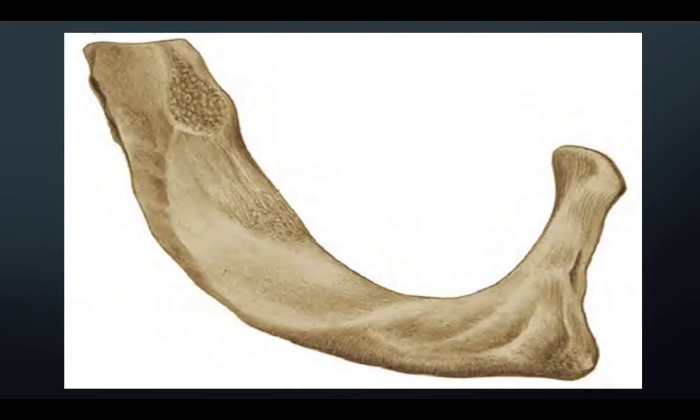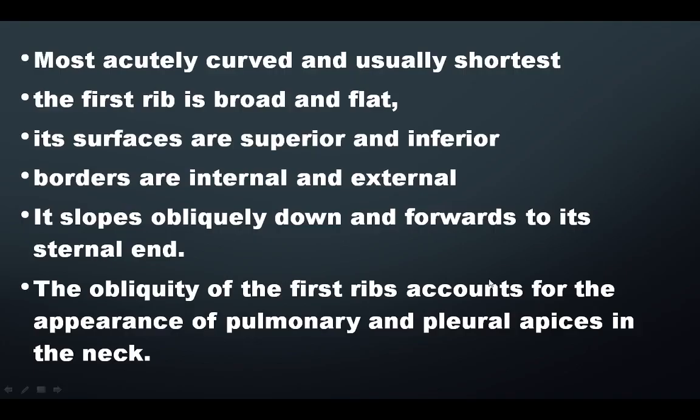So obviously it is so different from the other ribs, right? It's very different from the typical ribs that we have discussed in the last class. You can see it is flat in the superior-inferior direction. The rest of the ribs are flat in the mediolateral direction. We'll talk about this. It is most acutely curved and this is usually the shortest. So if you have a set of ribs, this first rib will be the shortest rib. It is broad and flat.